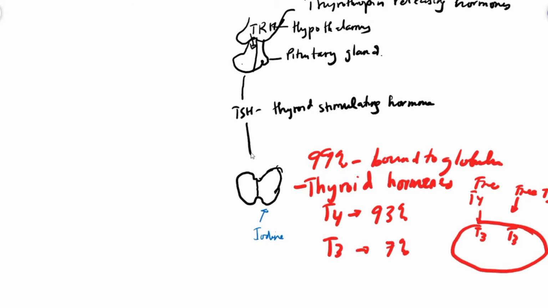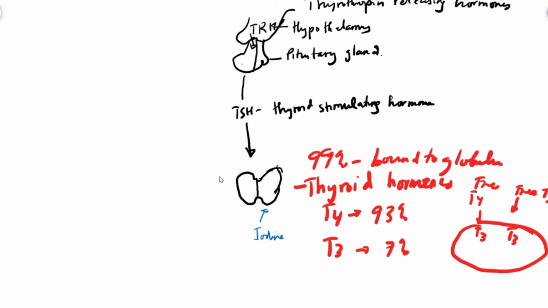And in turn, the TSH stimulates the production of T4 and T3. Okay, so again, thyrotropin releasing hormone is secreted by the hypothalamus, and it goes to the anterior pituitary gland to stimulate the production of TSH, or thyroid stimulating hormone. And the TSH stimulates the production of thyroid hormones, which consist of T4 and T3.